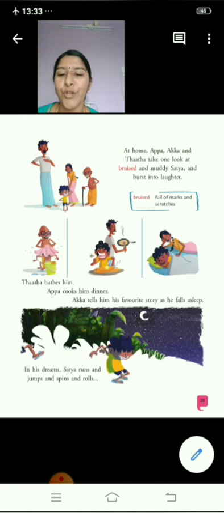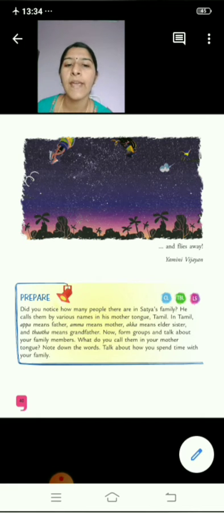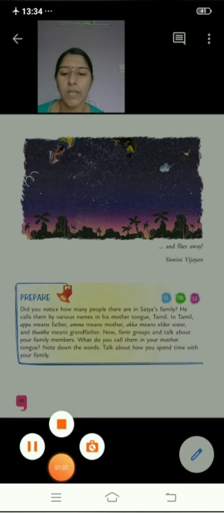Again, in the dream also, he is jumping and rolling and spinning. Right? So in the dream also, he is rolling and crawling. Okay, this is his dream, and also he flies away. Okay, he is there. You can see the picture there. And this story was written by Yamini Vijayan. Who wrote the story? Yamini Vijayan. What is her name? Yamini Vijayan.